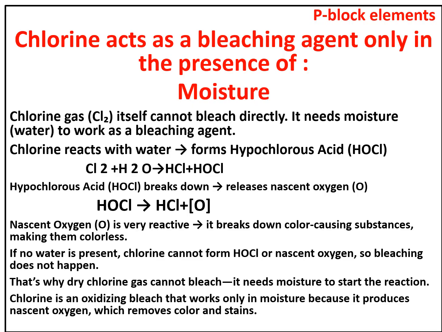If no water is present, chlorine cannot form HOCl or nascent oxygen, so bleaching does not happen. That's why dry chlorine gas cannot bleach. It needs moisture to start the reaction. Chlorine is an oxidizing bleach that works only in moisture because it produces nascent oxygen, which removes color and stains.